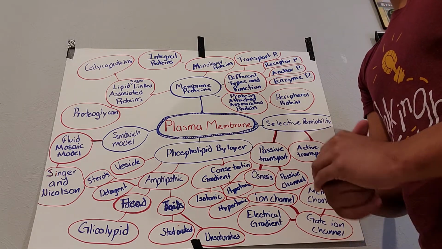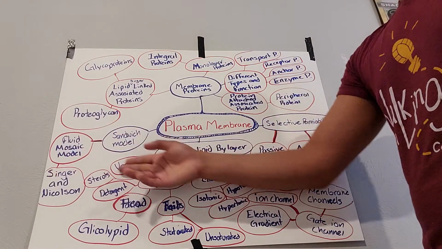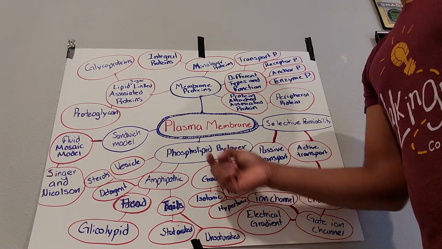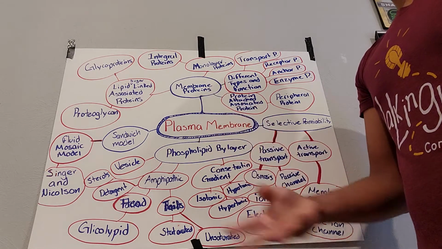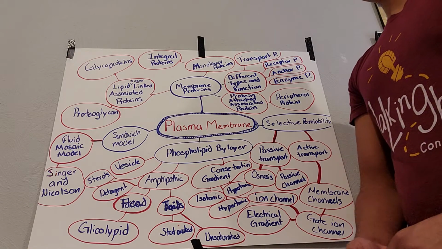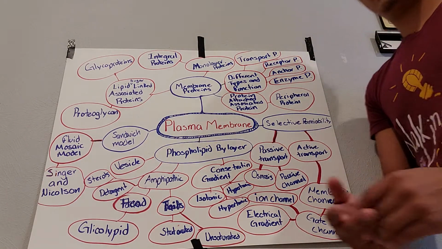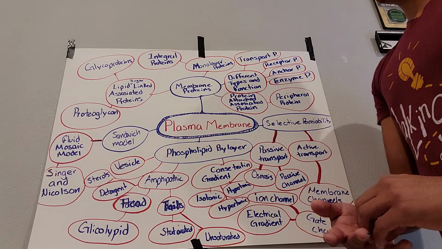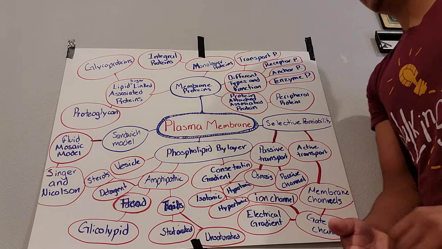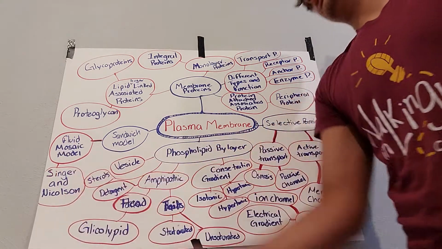Then the fluid mosaic model was later discovered, which proposed that proteins and sterols and lipids and other organic molecules were attached to the plasma membrane, not just the phospholipids themselves. This was proposed by Singer and Nicholson.